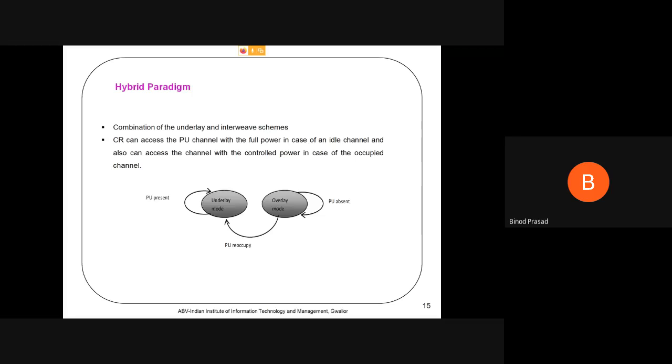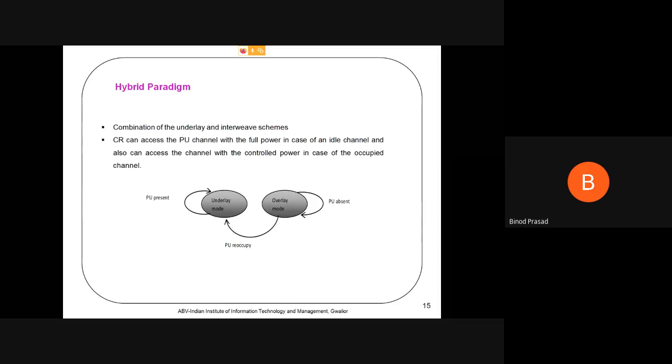But if one uses the underlay scheme, it can use a given band all the time, but the required condition is that it should not produce any harmful interference to the PU receiver. That is the requirement on the SU side in case of underlay, so it has to reduce its power. But in case of interweave, it can transmit at the highest power, but the requirement is that the PU should not be there. So if we club both, that is the underlay approach.